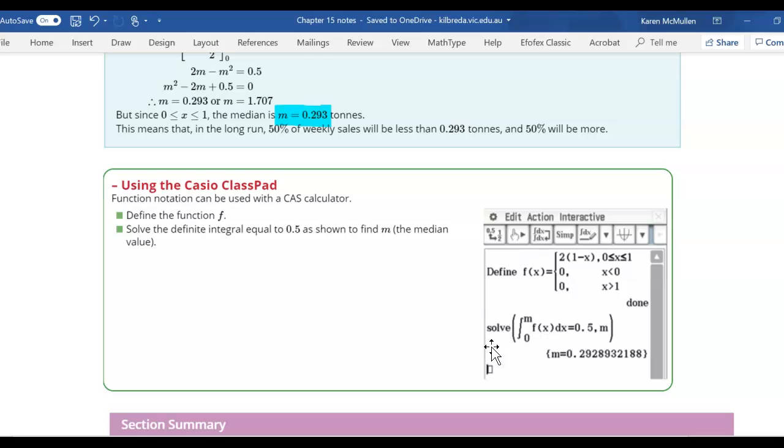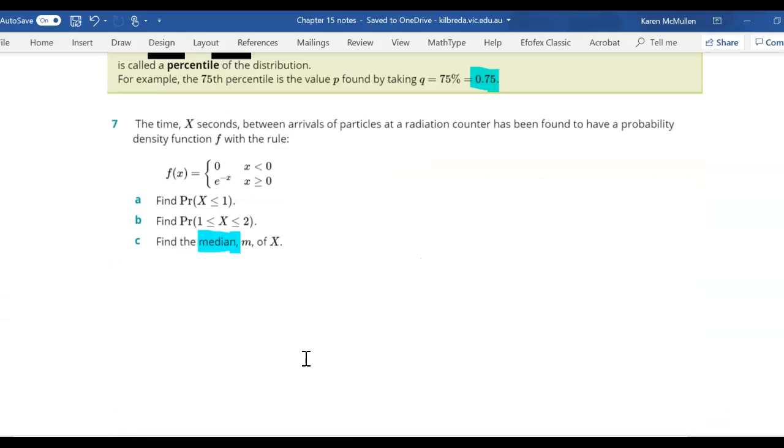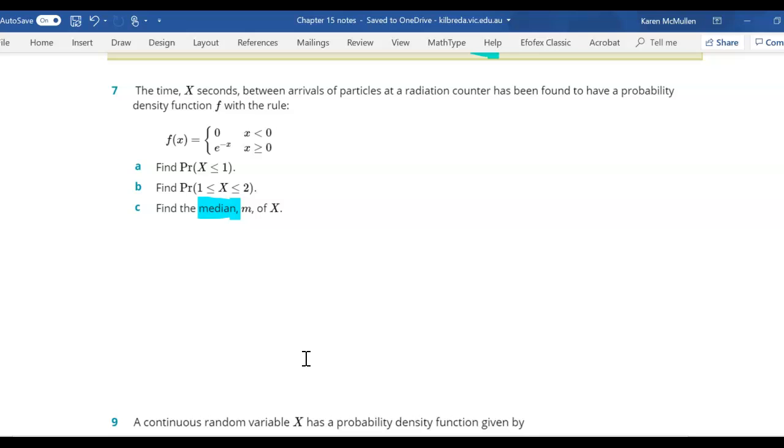Okay, so we're just doing solve this time. So we're solving for M. Okay, now we're going to go back up to these questions, because you would probably be fine doing these questions on your own.